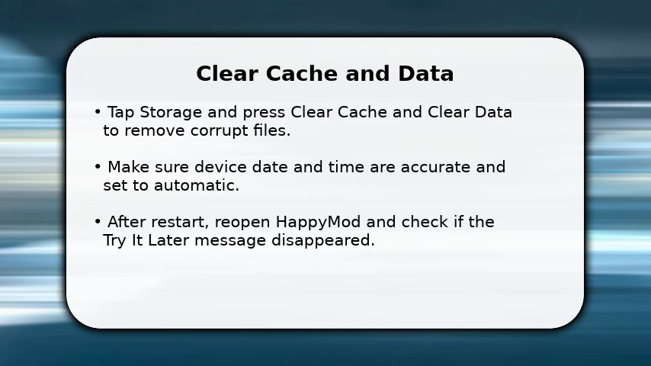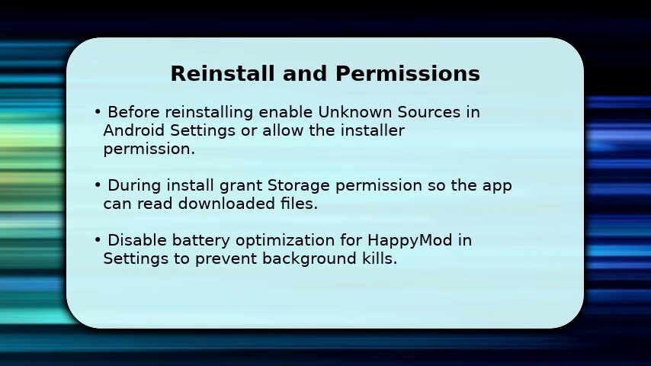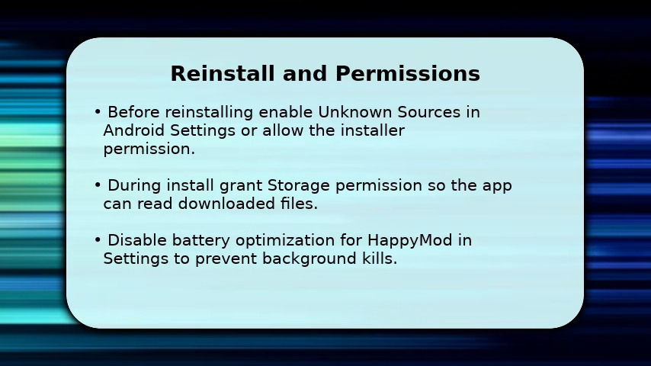Uninstall Happymod, then download the latest APK from a trusted source or installer you already trust. Before reinstalling, enable unknown sources in Android settings or allow the installer permission in newer Android versions. During install, grant storage permission so the app can read downloaded files. If you see an installer warning, accept and continue only if you trust the source.